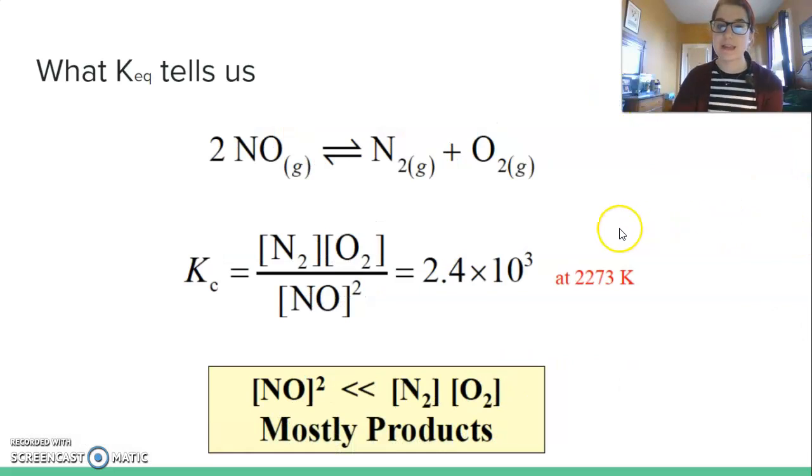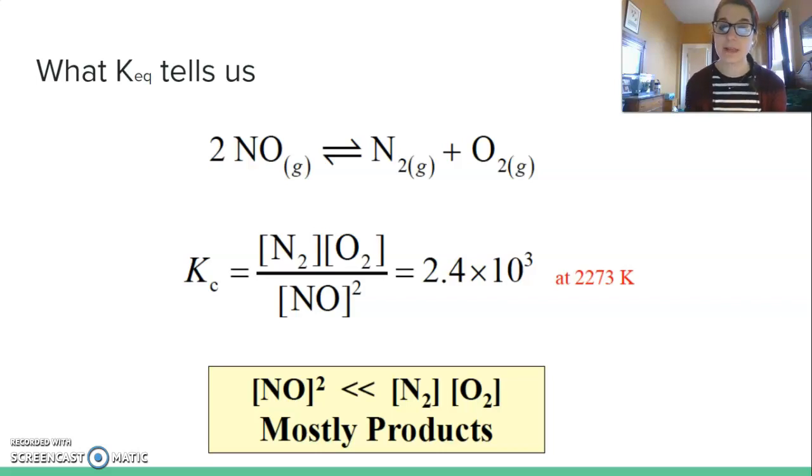If we have a Keq value that is greater than 1, that tells us that the numerator outweighs the denominator. We have a larger numerator than denominator. Products are located in the numerator, so that tells us that our concentrations or our partial pressures are favored to the right side. So it favors the products. If we have a Keq that is greater than 10, the equilibrium strongly favors the right side, so it means that at equilibrium we have mostly products.